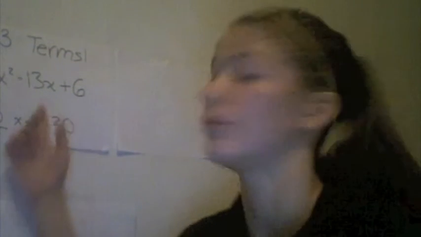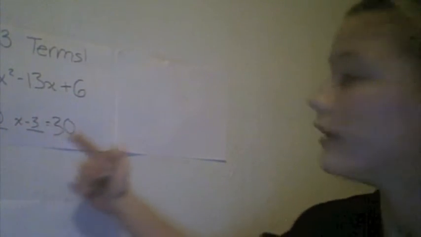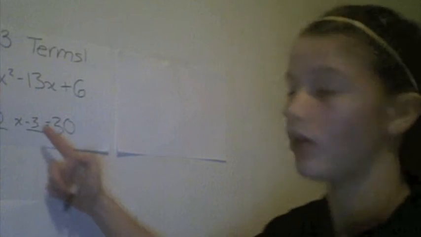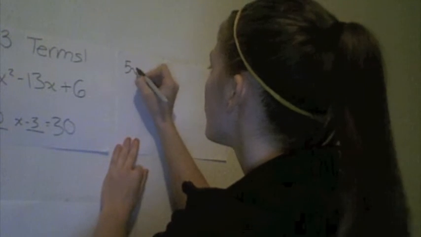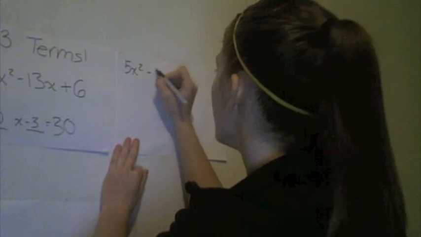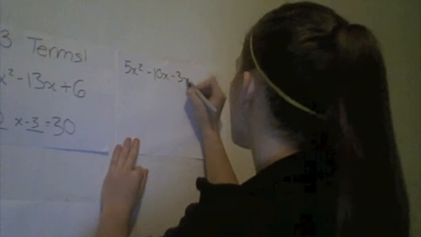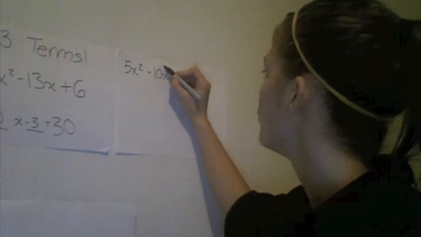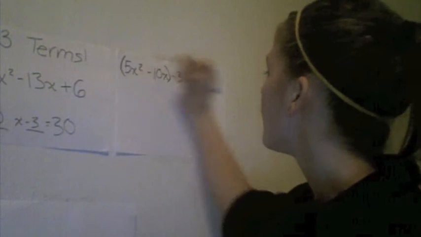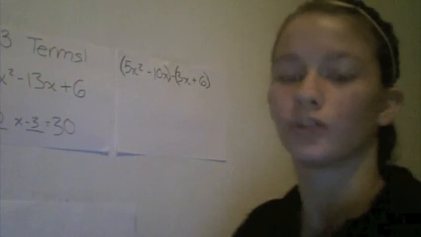Then I have to rewrite this expression using the negative 10x and negative 3x in place of the negative 13x, and then factor by grouping. So my new equation will be 5x squared minus 10x minus 3x plus 6. And then I have to group these into binomials so I can factor them.